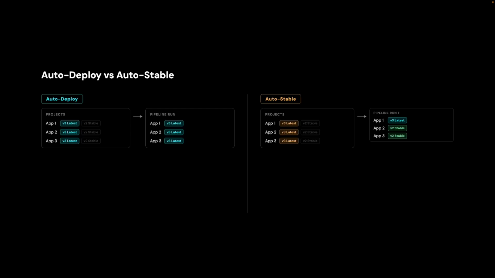The first pipeline run deploys app 1 at v3 latest. Apps 2 and 3 stay at their v2 stable, the last version that was successfully deployed. Second run deploys app 2. App 1 is already at v3. App 3 is still holding the stable version. And the third run completes the queue. App 3 gets the latest version.